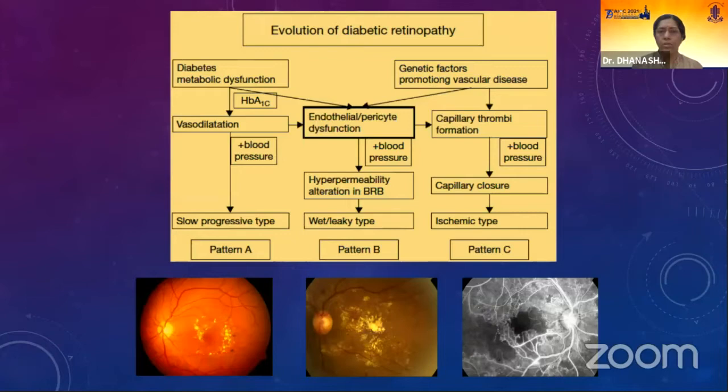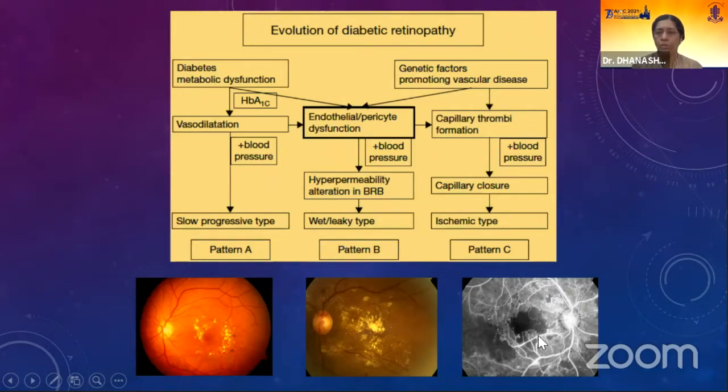These different patterns can also be explained based on the pathogenesis. If you have diabetic metabolic dysfunction, which is again augmented by probably some genetic factors which we are yet unaware of, and this leads to vasodilatation alone, then it can lead to a slow progressive type of diabetic macular edema. If there is endothelial cell loss and hyperpermeability with the loss of blood retinal barrier, then it leads to a wet, leaky type of diabetic macular edema. And if you have capillary thrombi formation with capillary closure, then it leads to an ischemic type of macular edema.